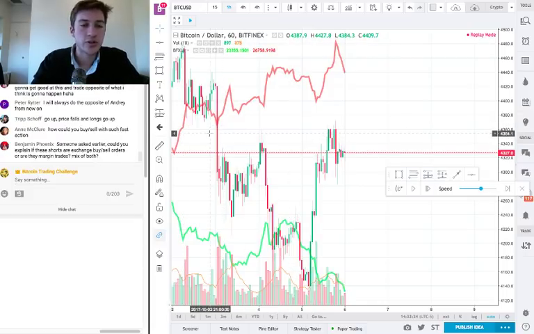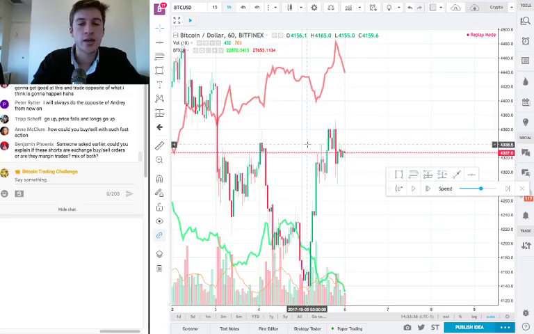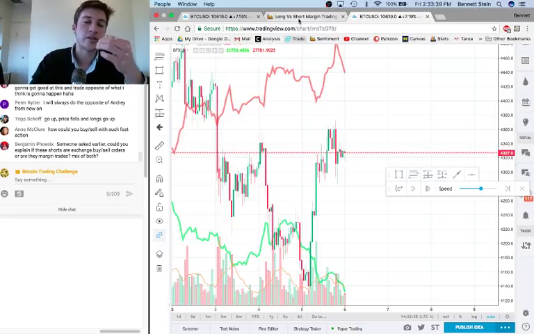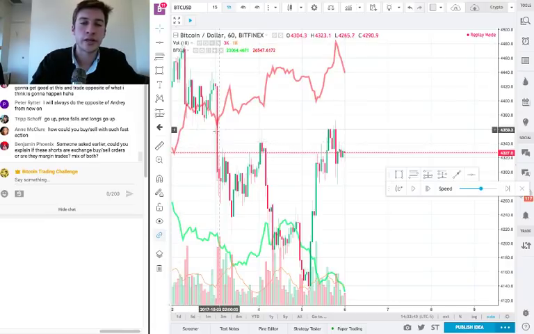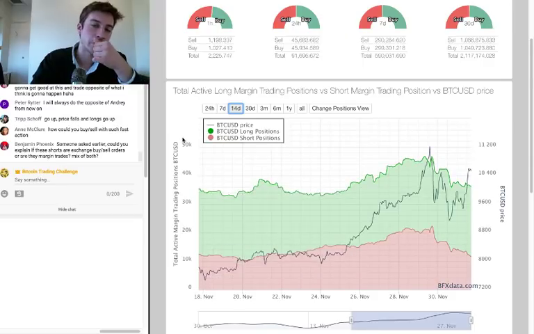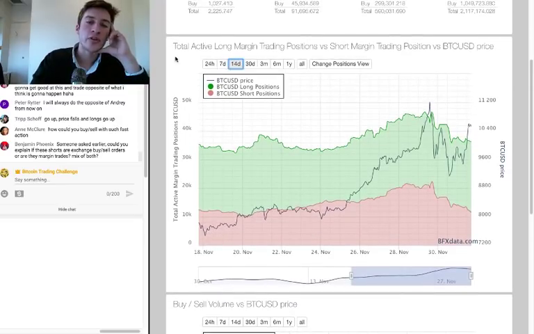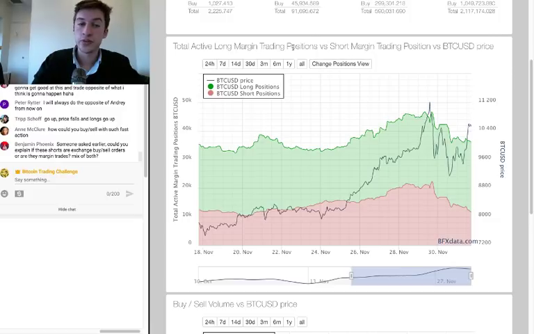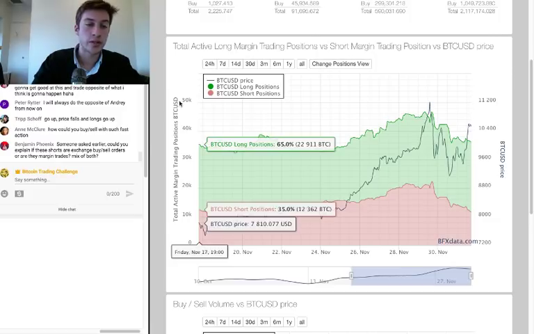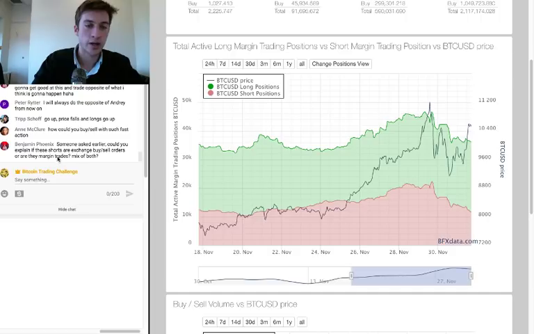Could you explain if these shorts are exchange buy sellers or margin trades, or a mix of both? Let me bring you to the BFX data site because this is going to make it a lot clearer. This data right here all comes from here, so I think it's important to look at the origin. This is total active margin trading positions, long versus short, just on Bitcoin USD, just on Bitfinex. I don't really know what you mean by exchange buy sellers.